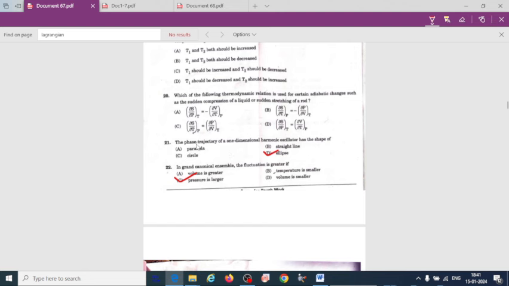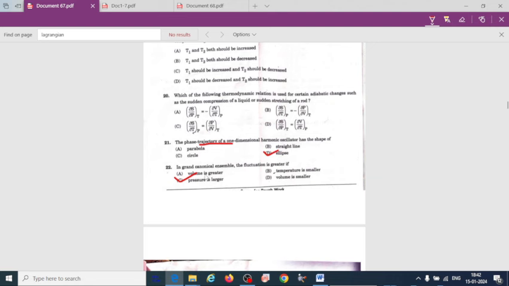So the phase trajectory of a one-dimensional harmonic oscillator has the shape of parabola, straight line, a circle, ellipse. So the option here D is correct, ellipse. The phase trajectory of a simple harmonic oscillator is always an ellipse.